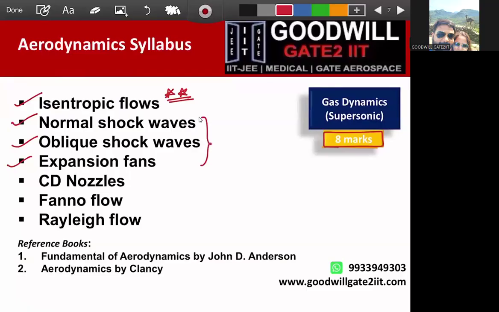Keep this in mind. All these are for supersonic flows. I told you I'm increasing the speed slowly. Then CD nozzles for sure. Again, here the complicated questions come. So isentropic flows combined with CD nozzles will give you some difficult conceptual questions in your GATE exam. And then in the last 3-4 years, they are entering into Fanno flow and Rayleigh flow. So these are frictional flows and these are heat addition or heat rejection flows. And again, these talk about supersonic flows itself.